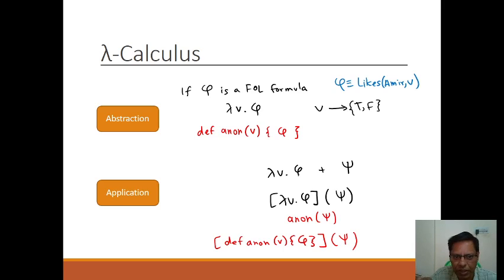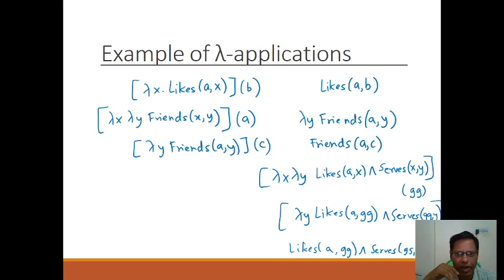Okay, so the definition: the anonymization of v is the set of v. What is the application here? Lambda v into g plus assembler, and lambda v into v, it is the anonymous of lambda. Okay, and now an example of lambda applications.